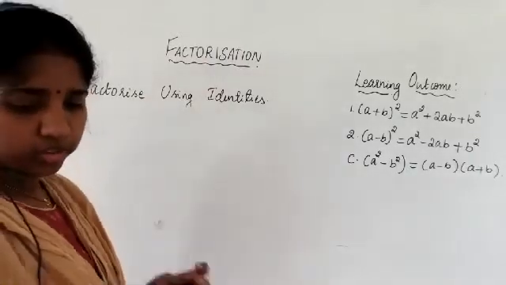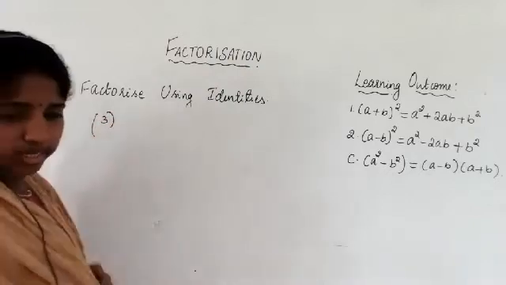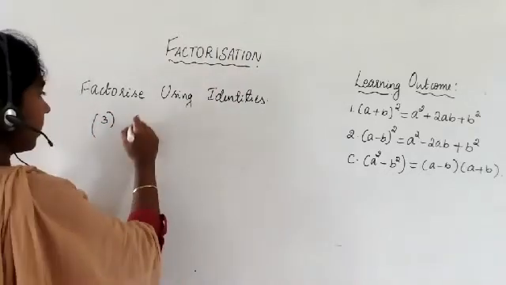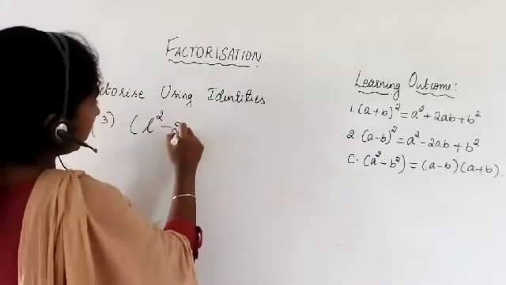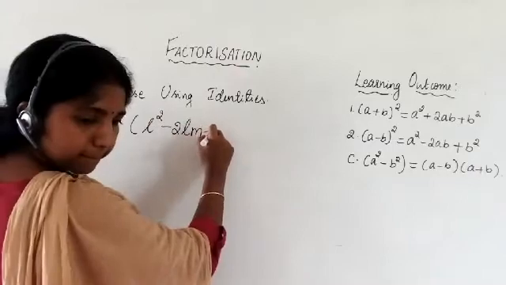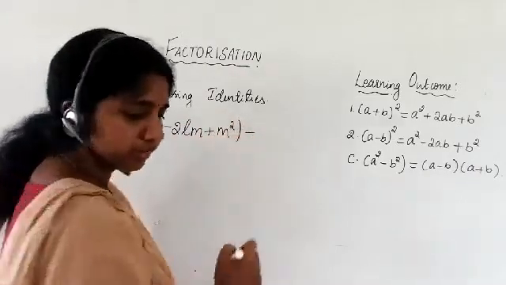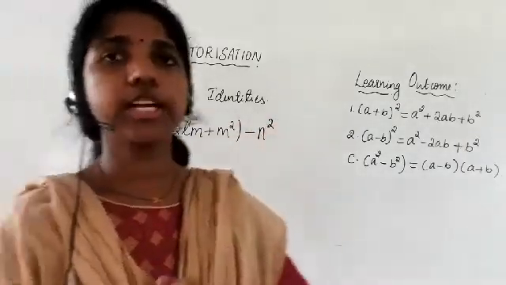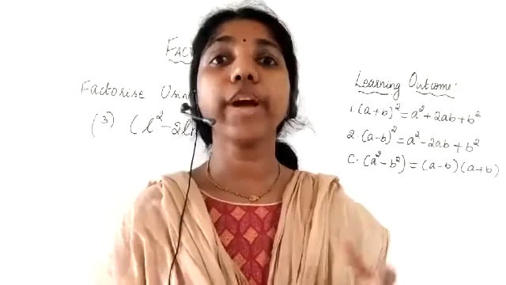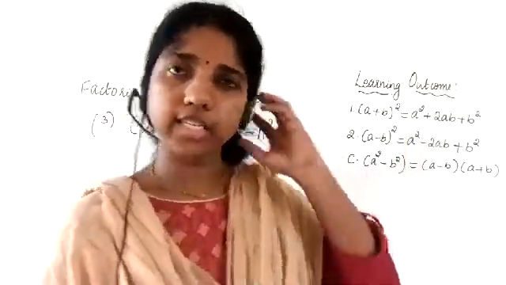So we'll go for the third question. It states that l square minus 2lm plus m square minus n square. So this is the algebraic expression that is given. We have to factorize this algebraic expression using one of these identities.